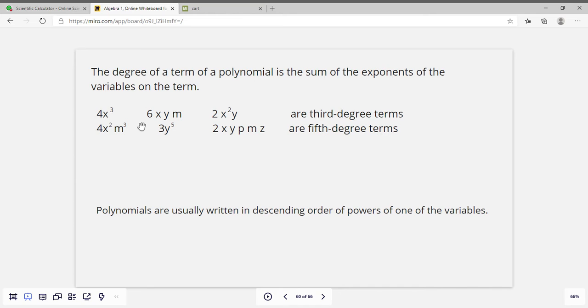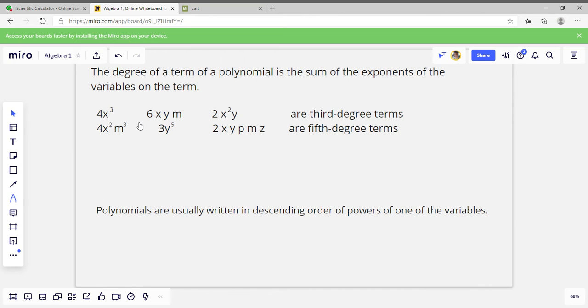The degree of the term of a polynomial is the sum of the exponents of the variables of the term. So we're going to add up all the exponents. This one has 3. This one would be 1, 2, 3. This one's 2 right there, and then this y to the 1 would be 3. So those are all third degree terms because they all add up to 3. This one has 2 plus 3, so that's 5. This one's just to the 5th, so that's 5. This one would be 1 and 1 and 1 and 1 and 1, so that would be 5. So these are all 5th degree terms.